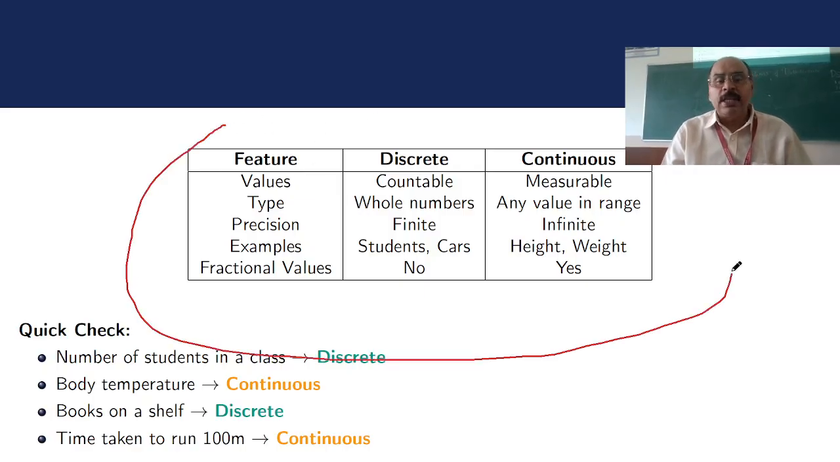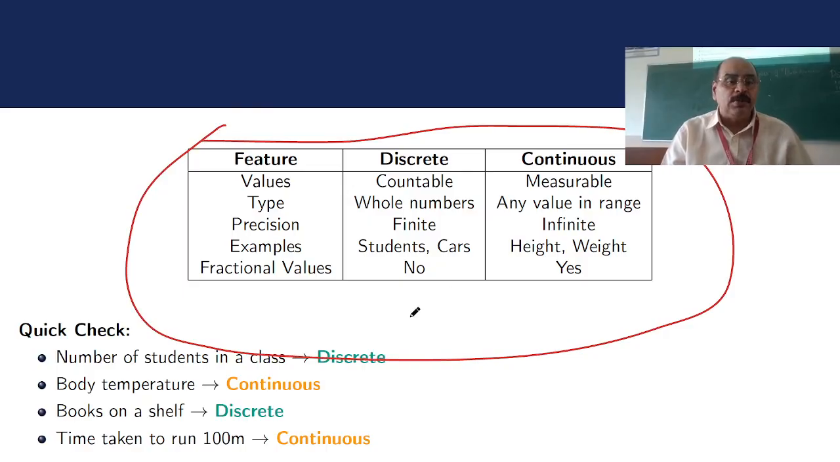So just taking up the summary of discrete and continuous variables. Discrete values are countable and measurable, and the type is whole numbers. Continuous values can be decimals in any range. Usually it is decimals. Any number that can be represented as a decimal is usually a continuous variable.